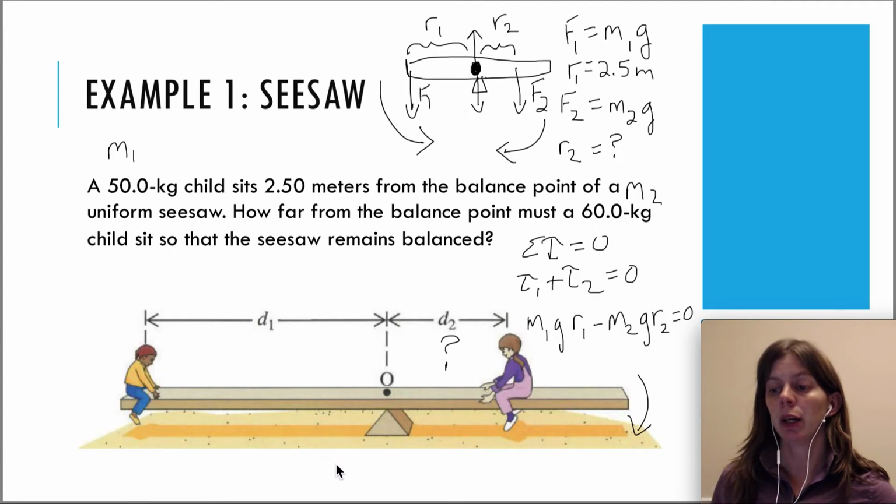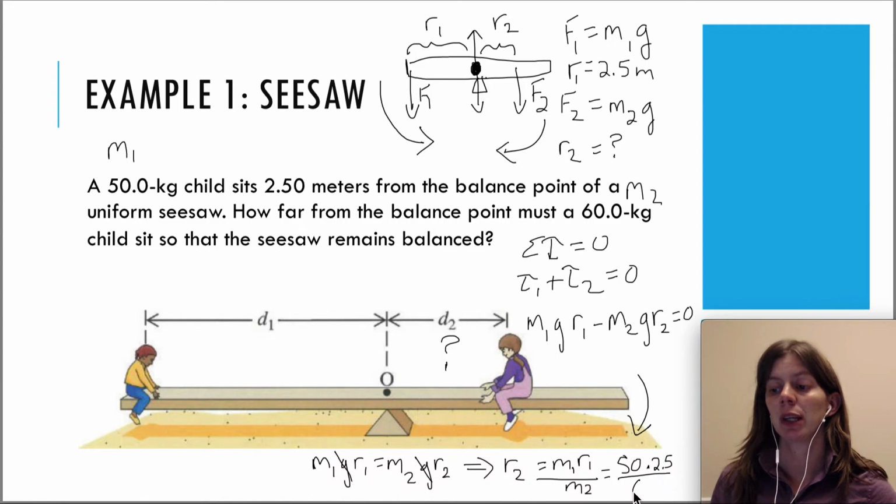So when we go ahead and do that, and I'll do it over here, we're going to have m1g r1 equals m2g r2. I just moved the second term to the right hand side. And what we notice is that the g is in both terms, it's going to cancel out. And now when we solve for r2, we're going to get m1 times r1 over m2. And we're going to plug in our numbers. m1 was 50, r1 was 2.5, divided by m2, which was 60.